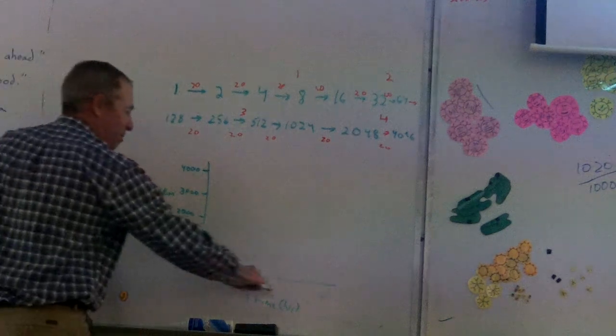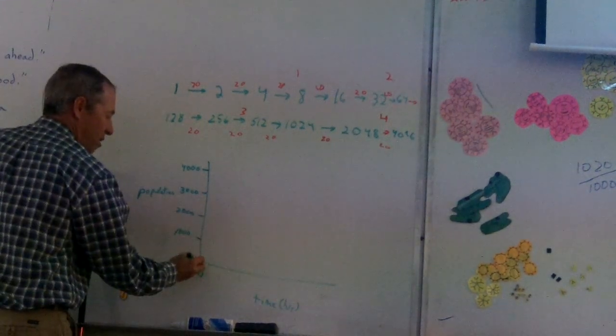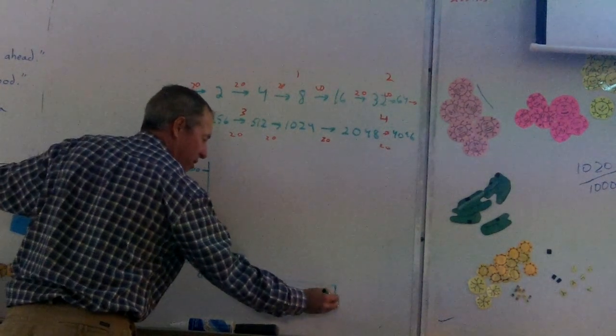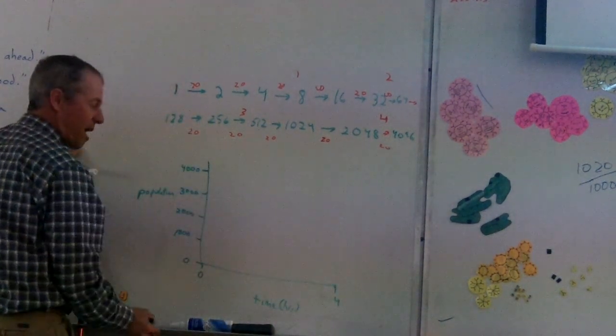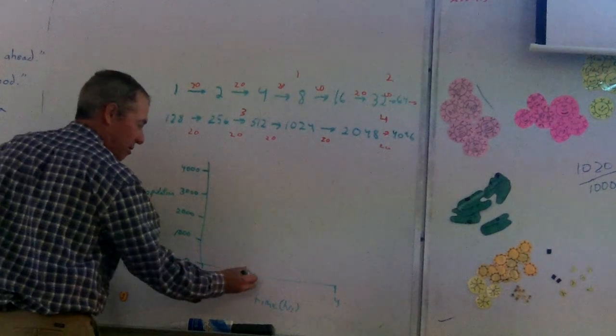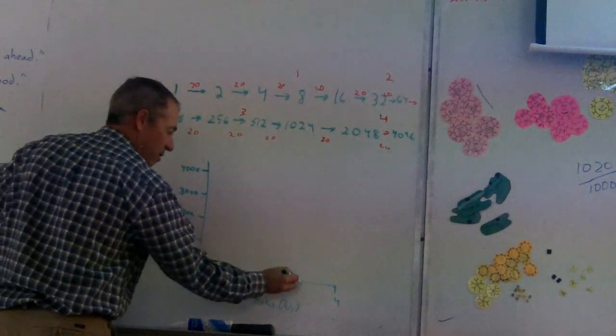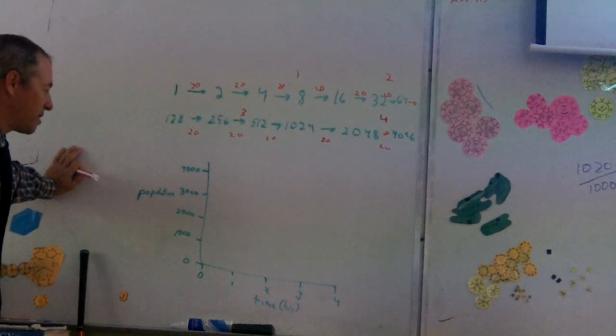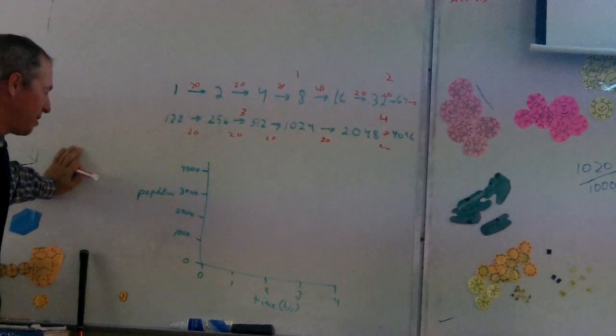How should I do time on the bottom? How many total hours? 4. Okay, you want to go to 4 hours? Start at 0, right? And so, you have 1, 2, and 3. Last time I tried to count, that's how it went.